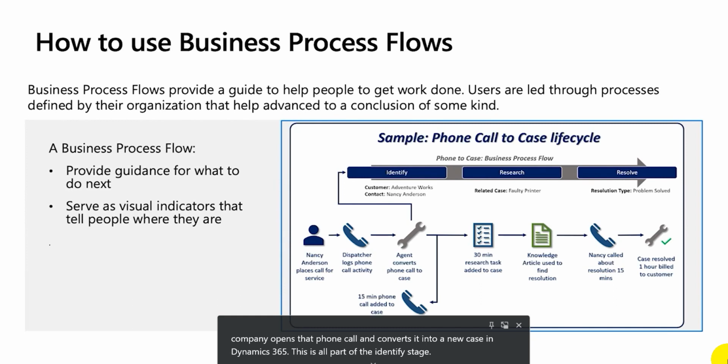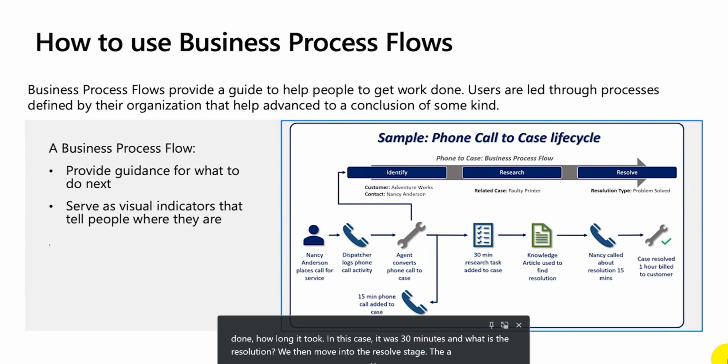Then the agent is going to move into the research stage. This is where our agent is researching and attempting to find a resolution. Let's say the agent spends about 30 minutes researching, and part of the time is looking up the issue in the knowledge articles. The agent takes the article and emails it to Nancy. The agent creates a task that describes what was done, how long it took, in this case it was 30 minutes, and what was the resolution. We then move into the resolve stage.